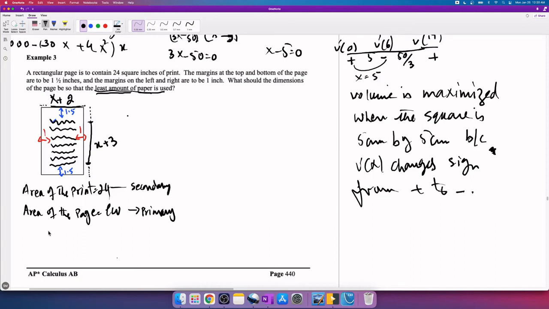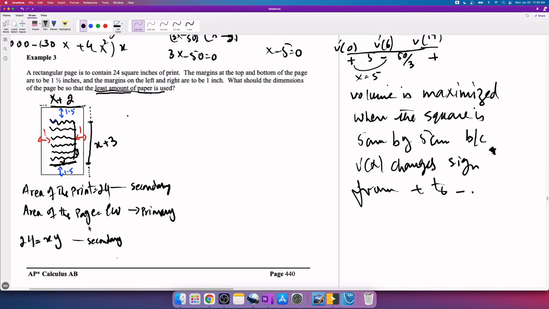So let's officially make our equations, using their variables. The area of the print is equal to 24, and this is the secondary equation. The area of the print means x and y, length times width, because we know this is x and this whole thing is y. So that's the area of the print. So I got this secondary equation. I'm just going to write here: secondary equation.